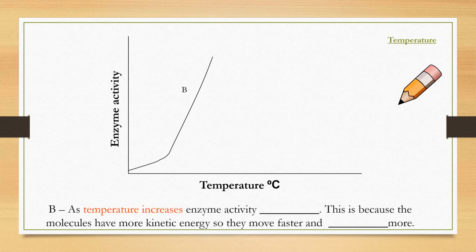So in the case of B, your temperature started to increase. As your temperature increases, your enzyme activity increases, and this is because molecules have more kinetic energy, so they move faster and will collide more. So in B, you've got a steeper slope, which means that you've got faster enzyme activity as you've increased the temperature. So this might be about 10 to about 20 degrees Celsius, and your enzyme activity is increasing, and that's because the molecules can bounce off each other and collide.